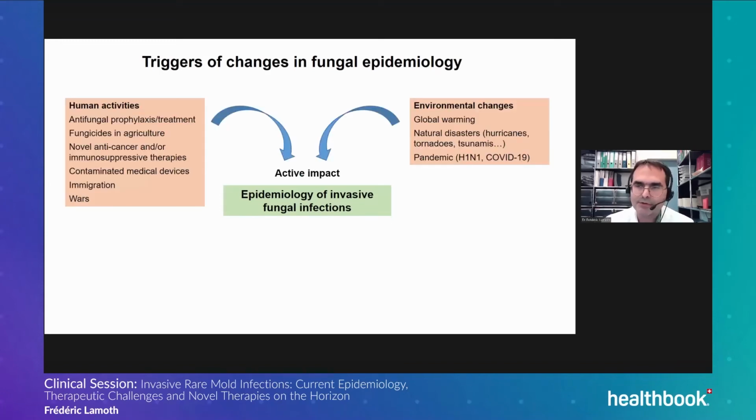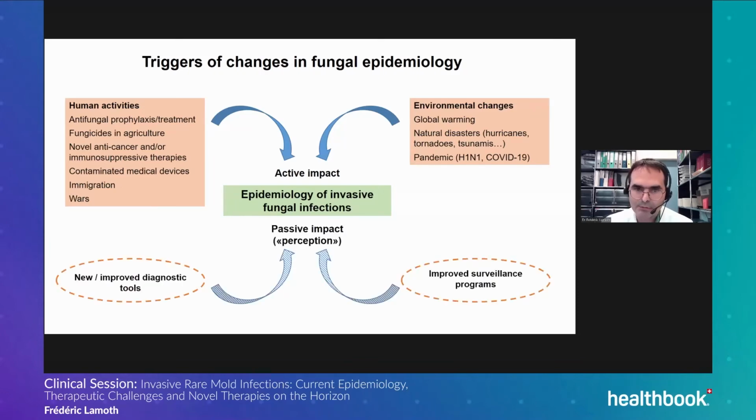Which could be the trigger of these epidemiological changes? First, the human activities. Of course, the use of antifungal drugs, mainly in hospitals, antifungal prophylaxis or treatments, but also the fungicides in agriculture. And then the changes in the host, novel therapies, as we have seen, possibly also contaminated medical devices or medical rooms, like it was the case for Candida auris, and possibly immigration and wars. And then you have the environmental changes. We can ask the question whether global warming could affect the epidemiology of invasive mold infections. The natural disasters, which are possibly associated with global warming, hurricanes, tornadoes, tsunamis, and of course the recent pandemics that we have, mainly COVID-19. So these have an active impact, a direct impact on the epidemiology of invasive fungal infections.